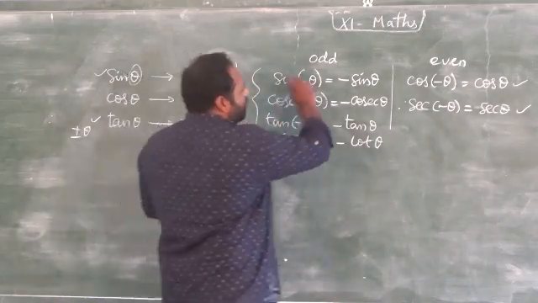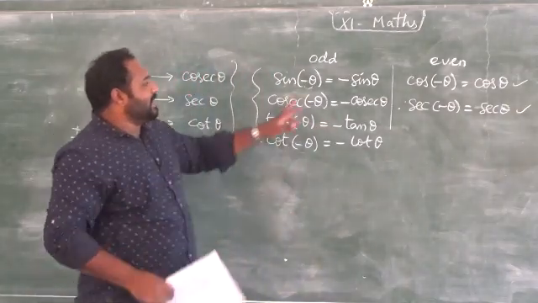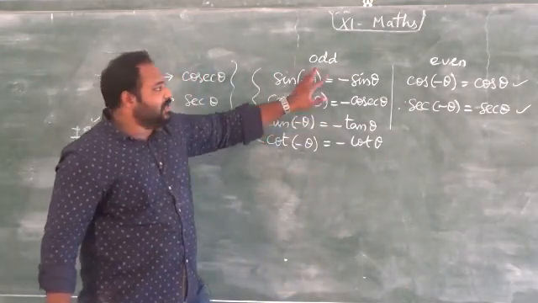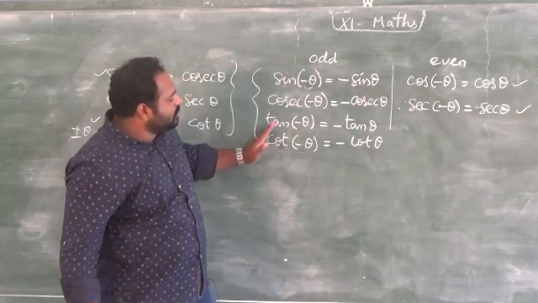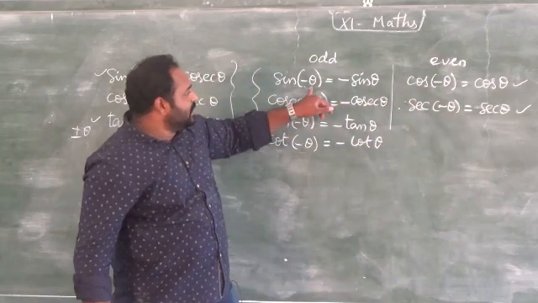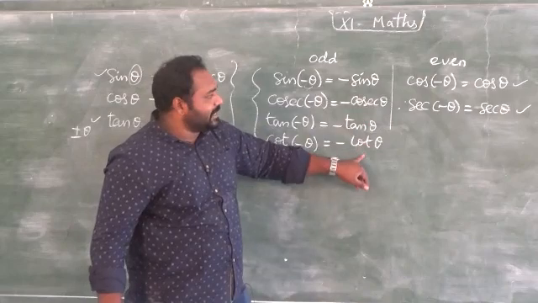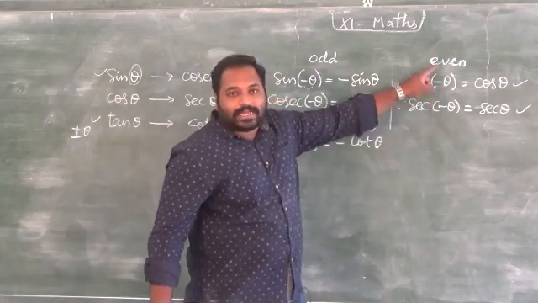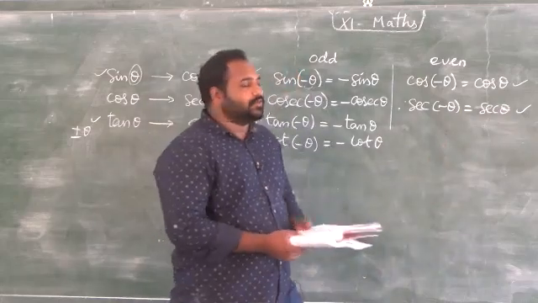So these 6 ratios in negative arguments are a very important concept. Please understand this. These 4 alone are odd functions, these 2 alone are even functions. When you get a negative value in these 4, the whole function will be negative. When you get a negative in even functions, the whole function will be positive.